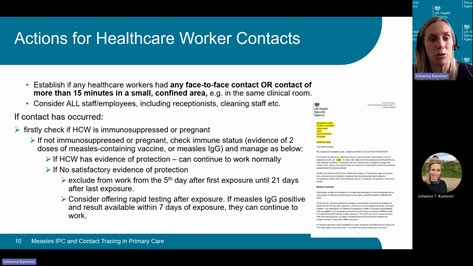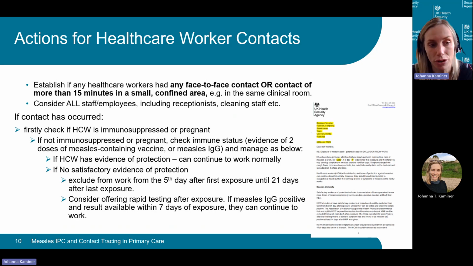So our third group are our healthcare worker contacts. And also here we are looking at significant exposure, which is defined as any face-to-face contact or contact of more than 15 minutes in a small confined area. What is also important to consider is that all healthcare workers, all employees, all staff members should be considered in this risk assessment, not only nurses and clinical staff. So staff members may include receptionists or cleaning staff, or even builders who might have worked in the building in the same room at the same time.